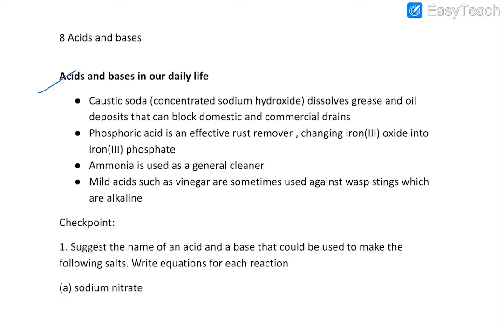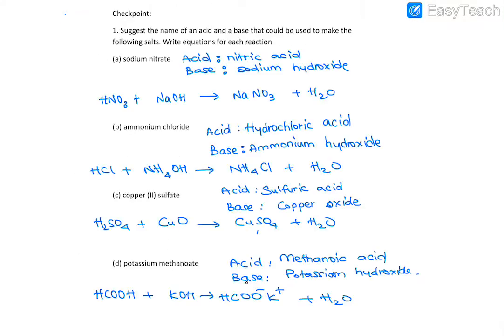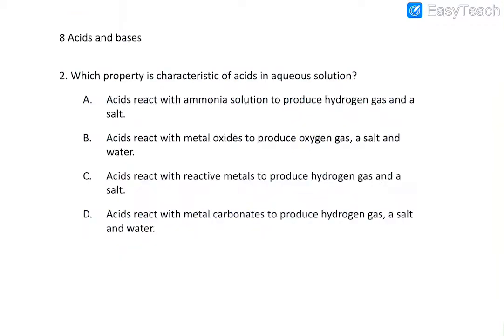You can read the uses of acids in our daily life and verify the answers for the checkpoint. So verify your answers. And for the last question, I'd say C: acids react with reactive metals to produce salt and hydrogen gas.